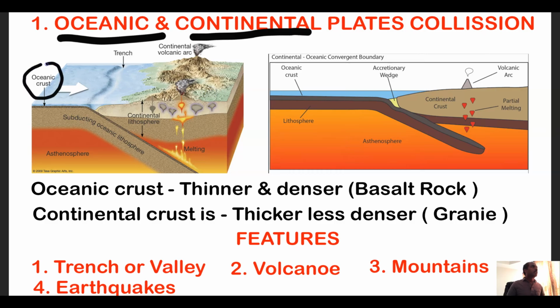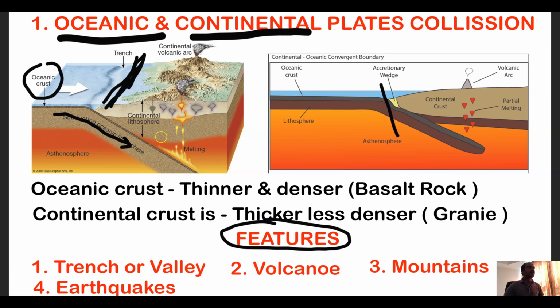So this oceanic plate, when it collides with the continental plate, what happens is, even though it's thinner, it is denser. Mostly it is made out of basalt, which is a volcanic rock. So this plate is pulled down, or descends beneath or dives down under this continental plate. The continental plate is mostly made out of granite, which is less dense than the basalt rock in the oceanic crust. So let's look at the features we can find at this type of plate boundary.